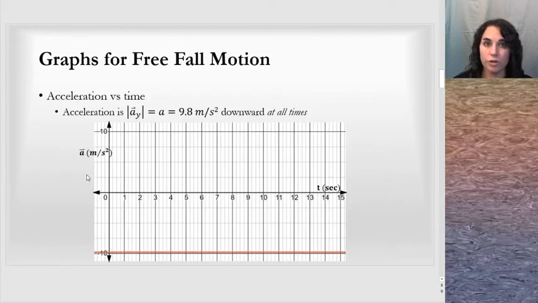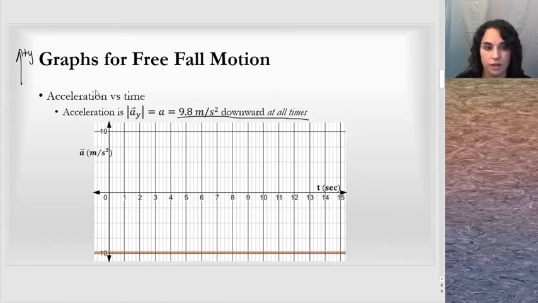I wanted to cover graphs for 1D motion because they can be confusing. The acceleration one is the easiest one to start out with. It's a constant value, 9.8, and you can see if we assign upward as positive, then 9.8 is right above negative 10, negative 9.8. It's a constant value. It's downward, this value at all times, and it's a very simple graph.